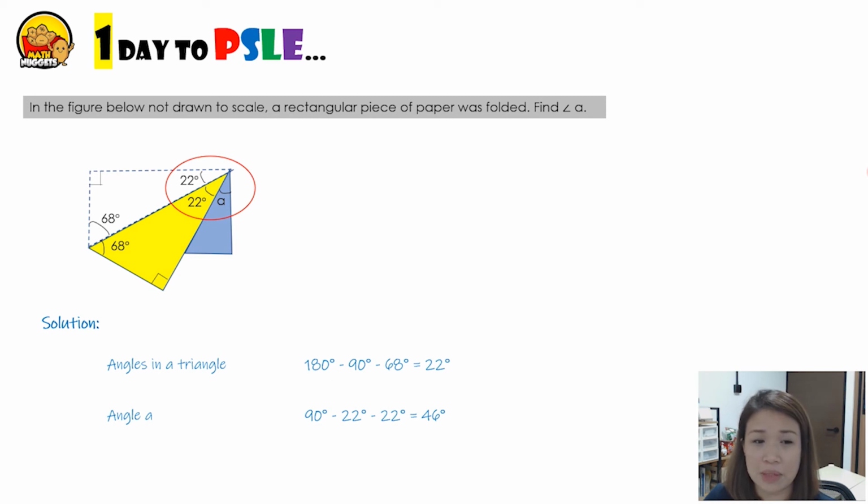So in order to find angle A, what we can do is take 90 degrees, which is a corner of the rectangular piece of paper, and take away 22 and 22 again. We will get 46 degrees. So angle A is 46 degrees.